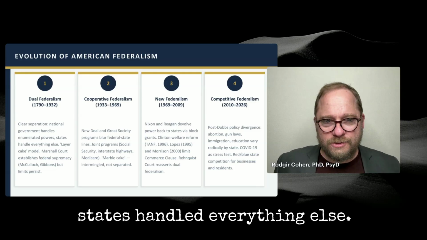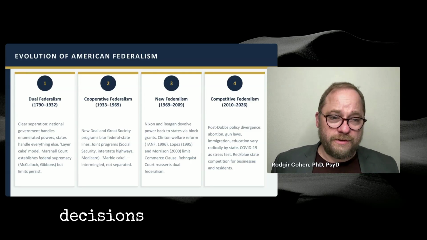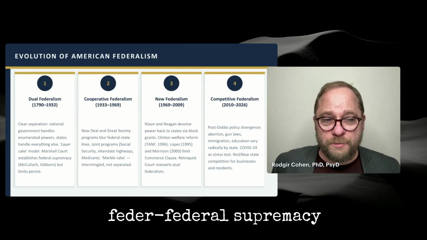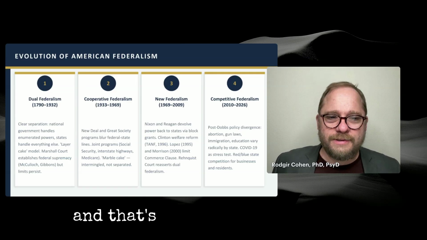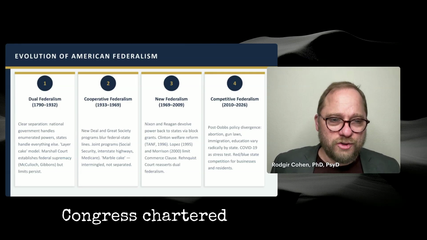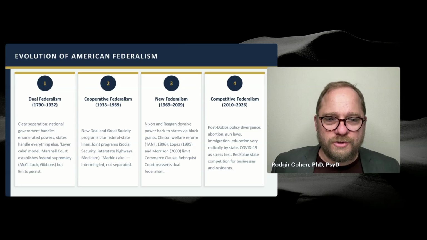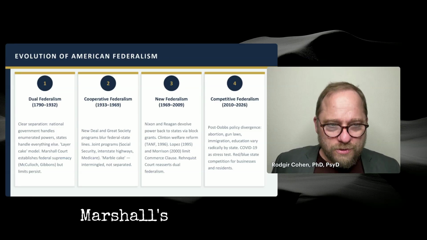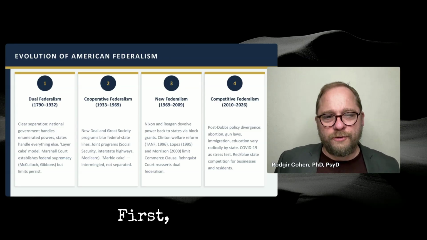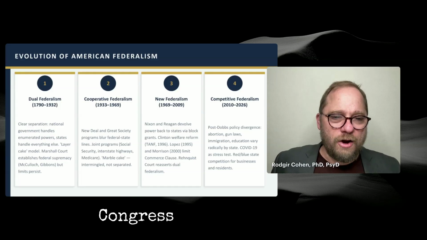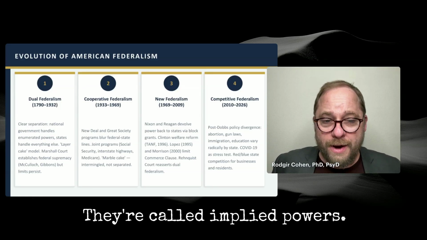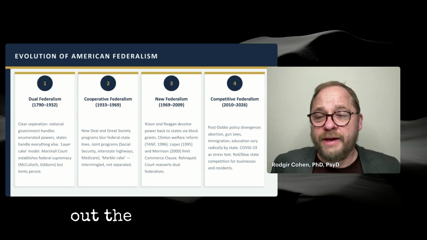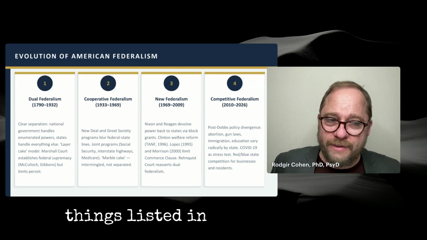The states handled everything else. Chief Justice Marshall's early decisions in the courts established federal supremacy decisively in McCulloch versus Maryland in 1819, and that's the foundational case. Congress chartered the Second Bank of the United States, and Maryland tried to tax it out of existence. Marshall's opinion established two critical principles. First, implied powers. Congress has the authority to use means not specifically listed in the Constitution. They're called implied powers if they are appropriate to carrying out the enumerated powers, the things listed in the Constitution.